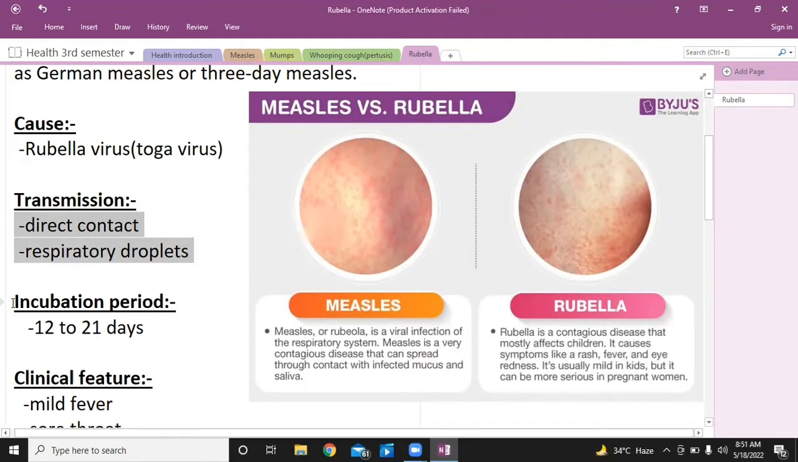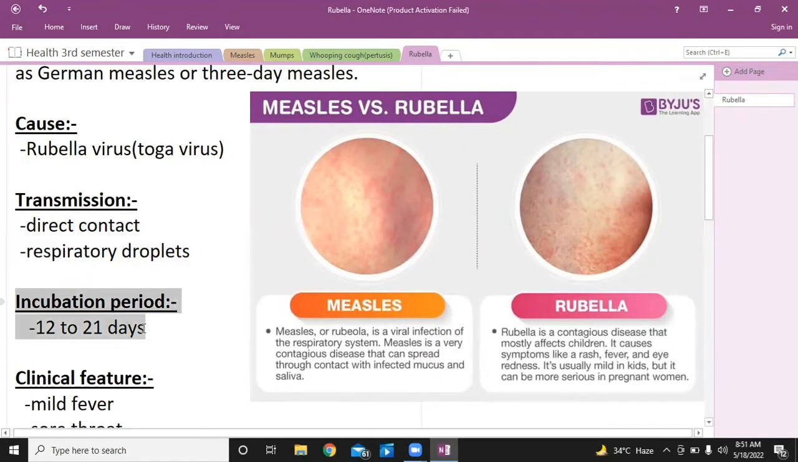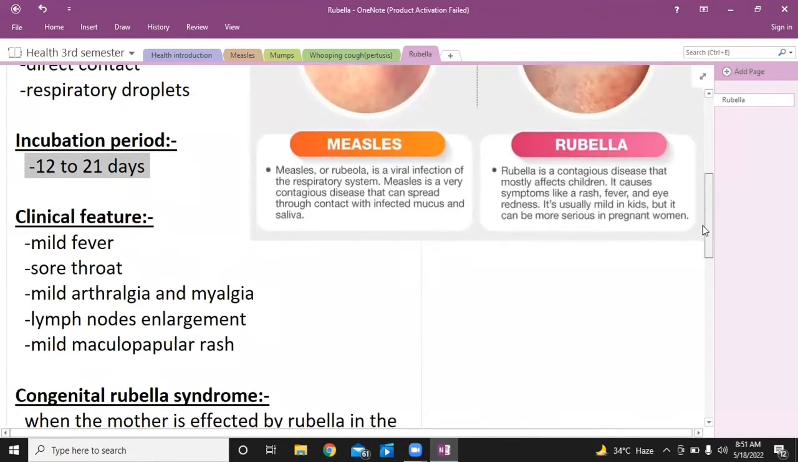The next thing we are going to study is the incubation period. We have studied what the incubation period is. It is the time period between when the virus enters your body and when it gives you the first sign or symptom. The incubation period for rubella disease is 12 to 21 days. Within these 12 to 21 days, you will get the signs and symptoms.